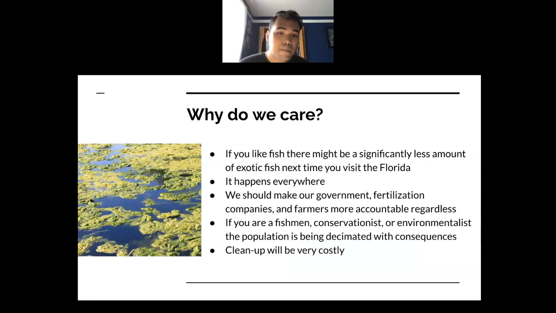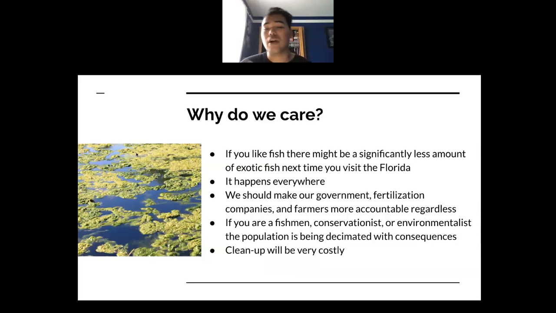So why do we care? Well, you might care because you're an avid fish fan or plankton fan or whatever, and next time you visit Florida on a vacation, you won't see as many cool fish. You might think you don't have to care because you live in Minnesota where it doesn't happen much, but I stress that it happens everywhere. Where there are large bodies of water, these runoffs happen and they can destroy a natural habitat. We should care as a general society because making our governments and fertilizer companies and farmers more accountable, regardless of the impact they have, is just better for us.